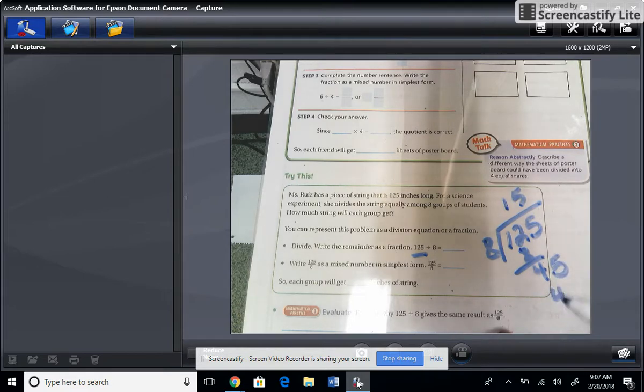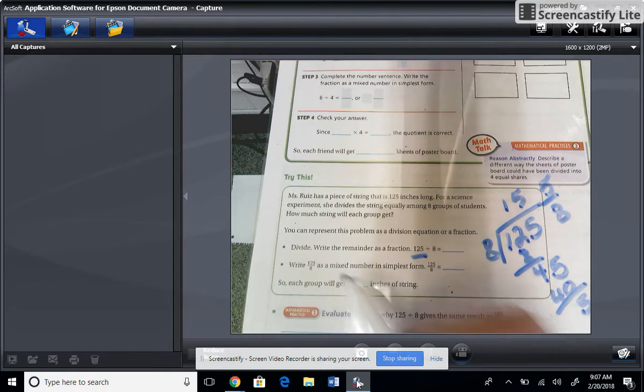So really, now that you know how to divide, you know how to divide fractions.